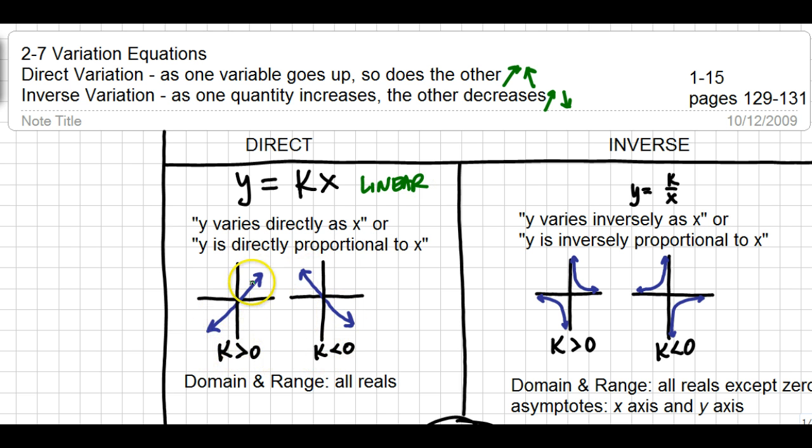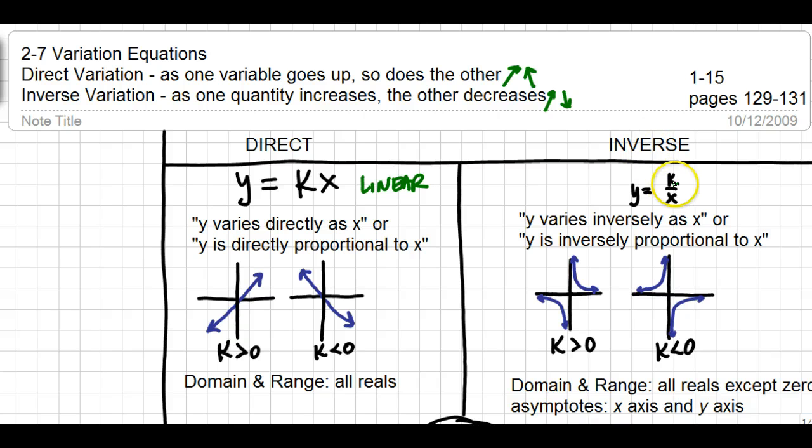If it's greater than 0, the line will slope upwards. If the k is negative, it'll slope downwards. The domain and the range for this direct variation equation is simply all reals for both. Keep in mind that when a problem says varies directly or is directly proportional to the variable, they simply mean that the k and the x are being multiplied together.